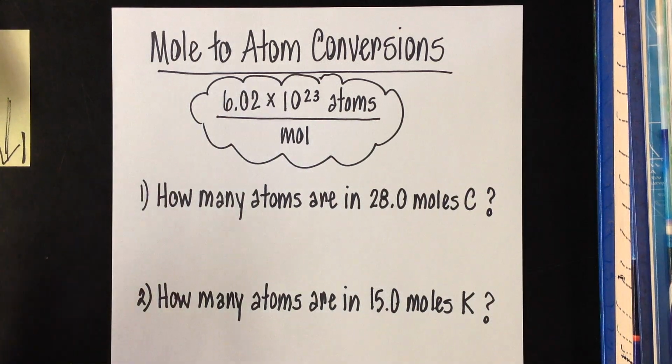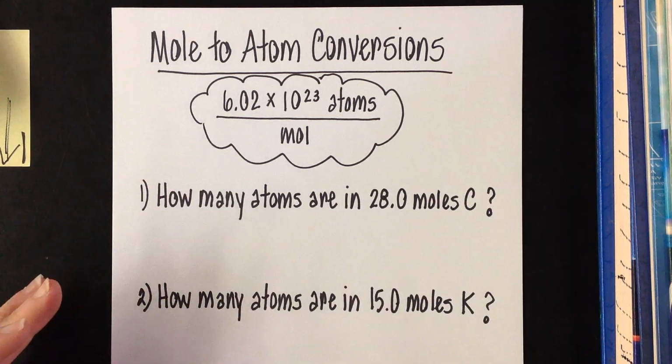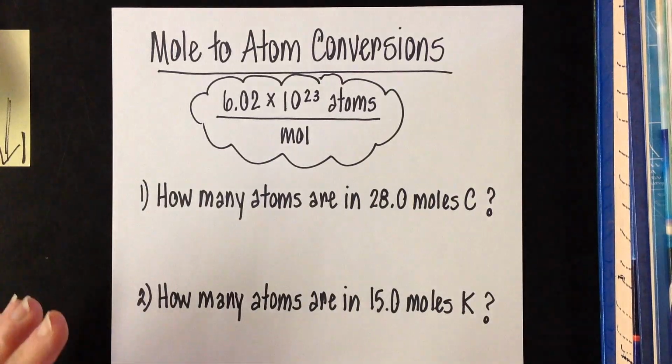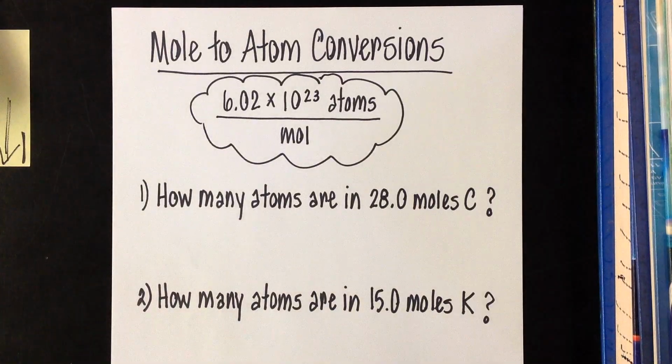So we have already looked at gram to mole and mole to gram conversions. I want you to take that and just set it aside for a moment and not think about how you did those. I'm going to teach you something different today. We're going to use the same process, meaning we're still going to be using factor label, dimensional analysis, long line, short line to solve the problem, but we're going to be pulling a different tool out of our toolbox today.